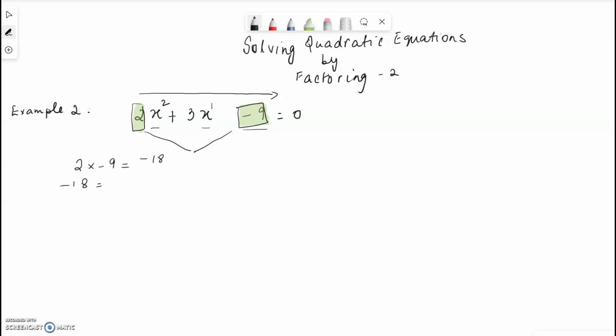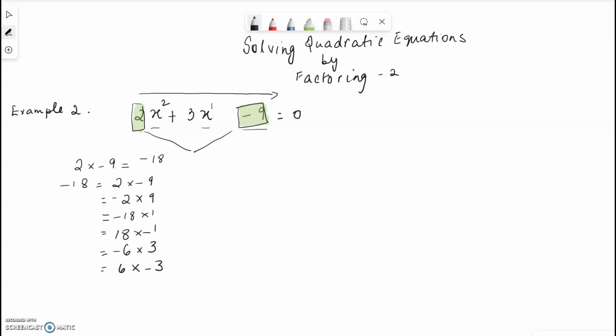We look at the different ways in which we can factor -18. One, of course, is 2 times -9. We also have -2 times 9. We can have -18 times 1. We can also have 18 times -1. We can have -6 times 3, or we can also have 6 times -3. So these are the different ways in which we can factor -18.